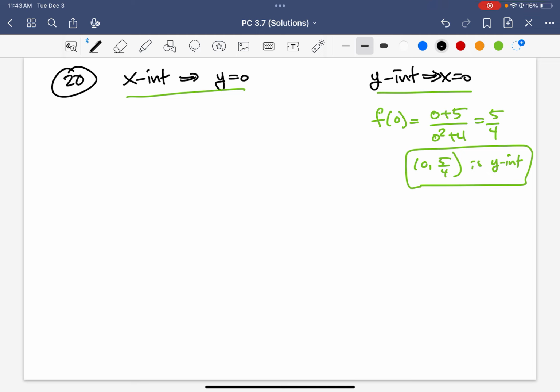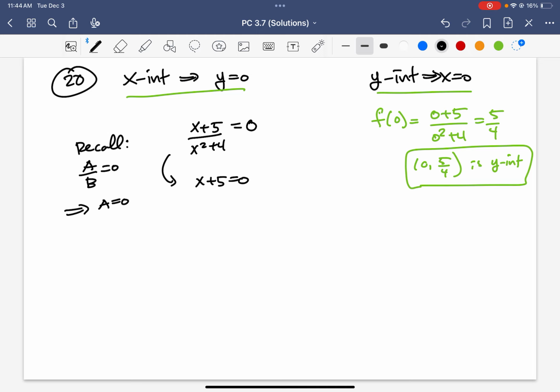Over here, the x-intercept is where y equals 0, so I take my entire y and set it equal to 0. But that only happens if the numerator is equal to 0. The only way a fraction can be equal to 0 is if the top was 0. That's the only way that can happen, right? So that means x must be -5. So that means (-5, 0) is our x-intercept.